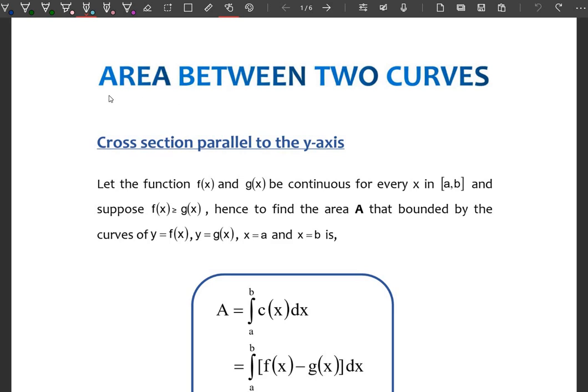Okay, right now, this will be the new chapter, which is the application of integration. The first subchapter will be area between two curves. Okay, so right now we will look at the cross section parallel to the y-axis.